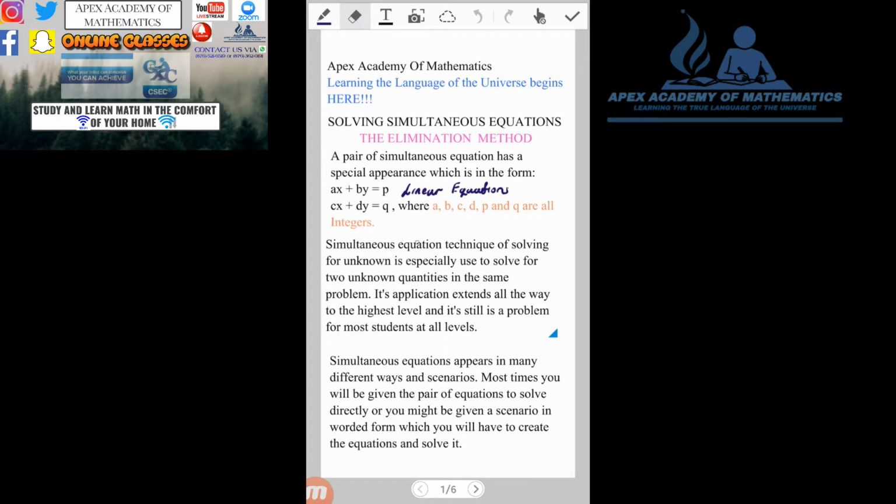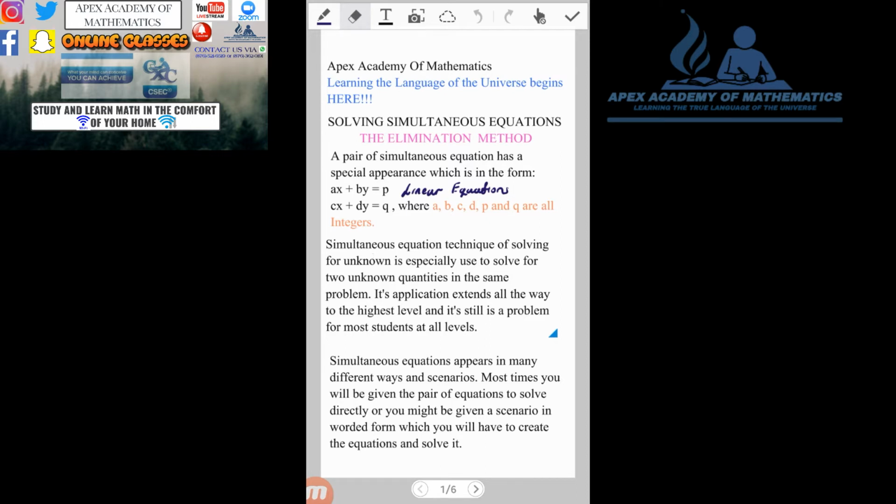Now it says here, simultaneous equation technique of solving for unknowns is especially used for solving two unknown quantities in the same problem. All right, now I need to make reference to something that I've always been taught, or that has always been said to me, and over the years I recognize that that's not really the way it ought to be said. Now the word simultaneous means at the same time, but the question I have for you is, can you solve two problems really at the same time? I don't think that's possible.